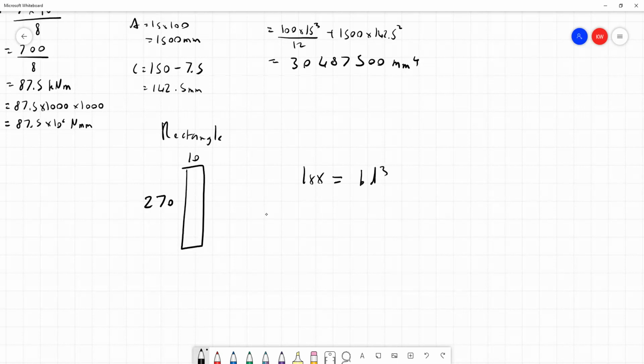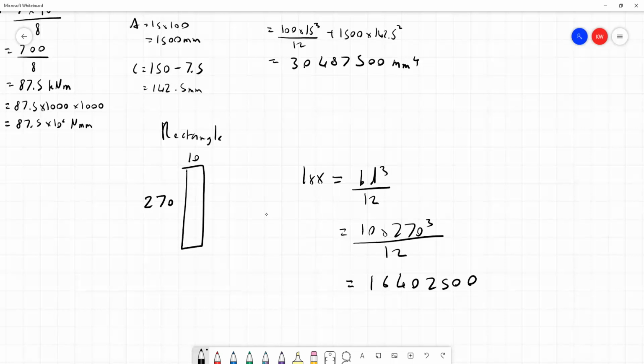So BD cubed divided by 12 is equal to 10 times 270 cubed divided by 12. Put that into our calculator. We can get the second moment of area for our final area. And that gives us a value of 1,640,250 millimeters to the power 4.